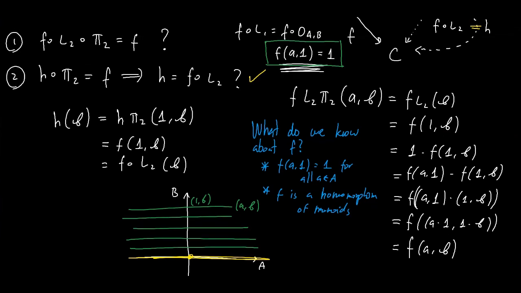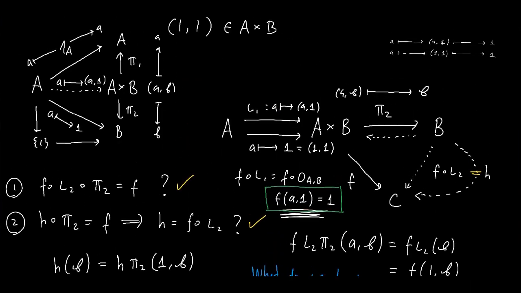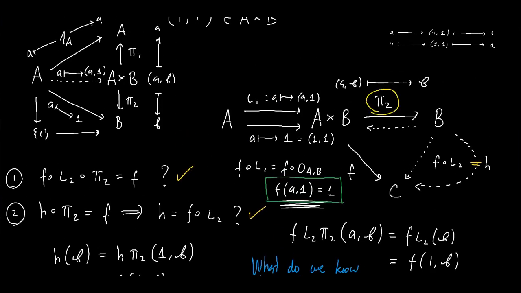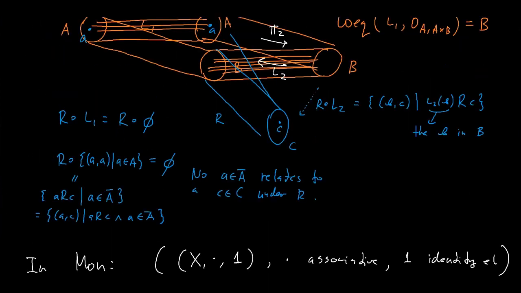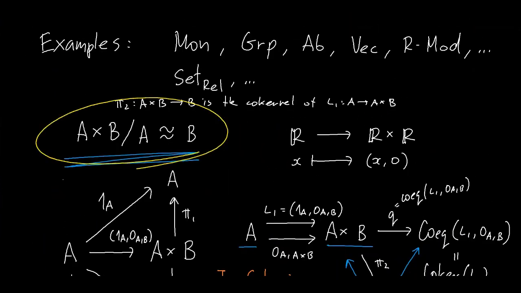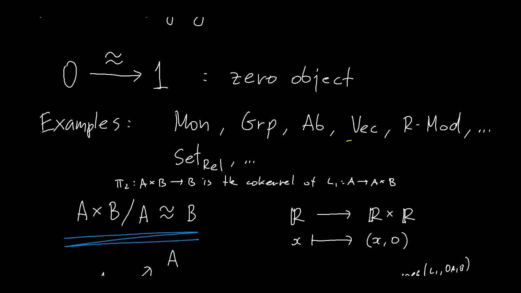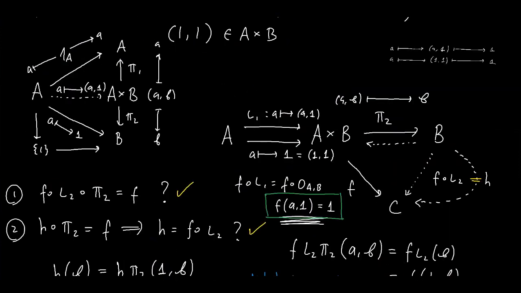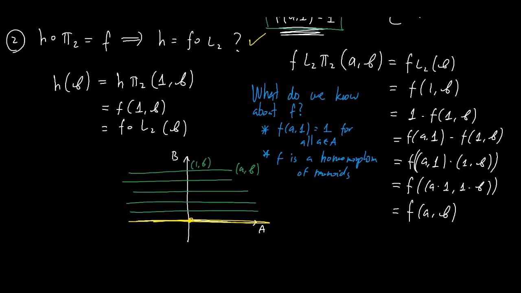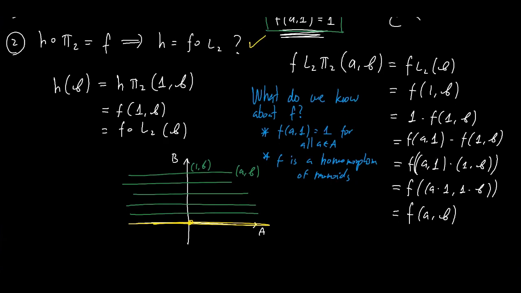Okay, so we've managed to prove the second equality as well, which means that we've proved what we wanted. Namely that pi2 is the co-kernel of iota 1, and therefore we established this isomorphism in the category of monoids. And in all the other examples mentioned here, groups, abelian groups, vector spaces, R modules, each of them will have a suitable operation for which this argument will work. For vector spaces, for instance, this will not be dot, but it will be plus, and instead of 1, we'll have 0.